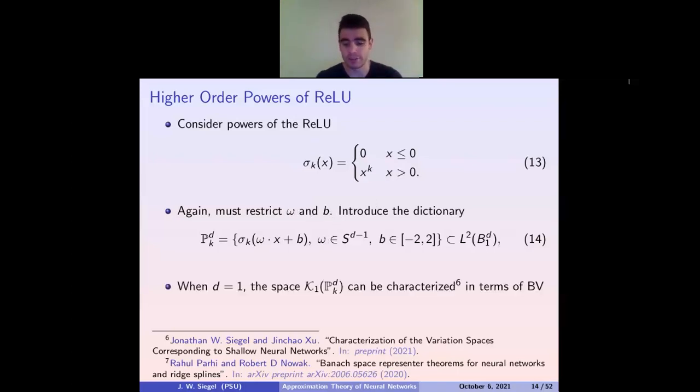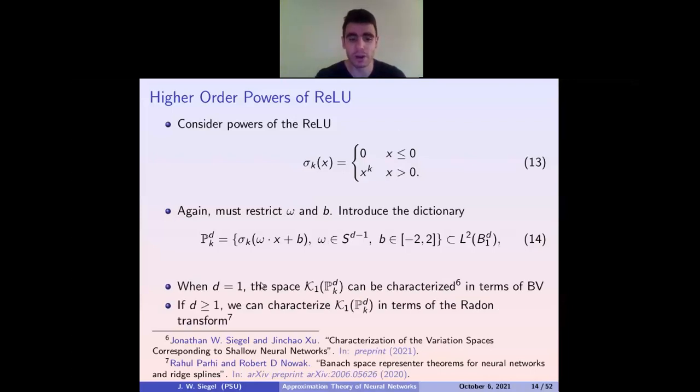And again, you have a similar situation. For d equals 1, you can characterize this by saying that a certain number of derivatives have to lie in BV, and when d is greater than or equal to 1, for higher dimensions, we can also characterize this in terms of the Radon transform. So this is the class of functions that we're going to be interested in when we talk about approximation by shallow neural networks with ReLU^k activation function.